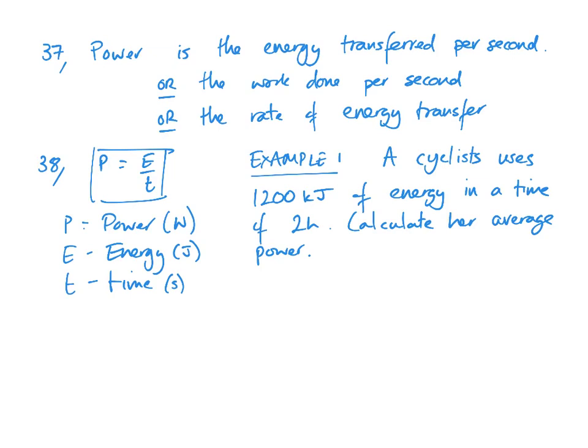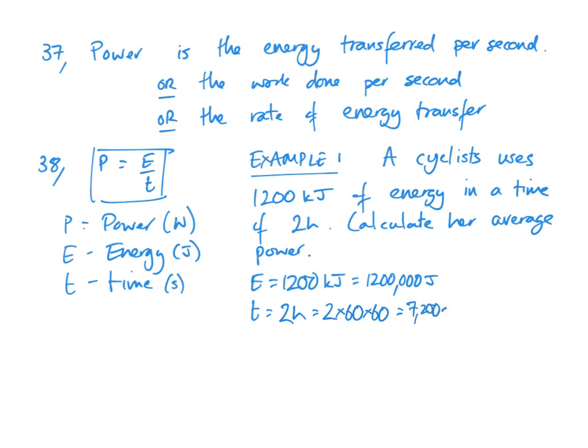So, although it's a straightforward use of the formula here, I've picked some units that need a wee bit of conversion, so we should do that as we're listing variables. So, multiply by 1000 to get into joules. And the time is 2 hours, which is 7,200 seconds.